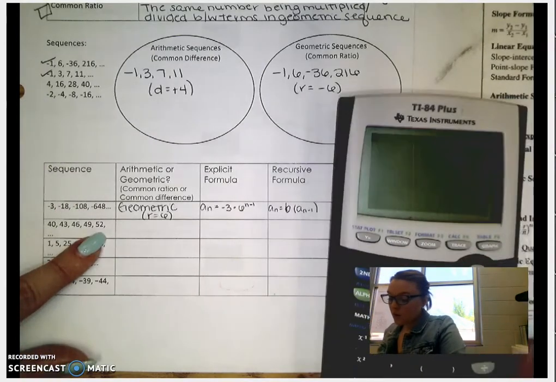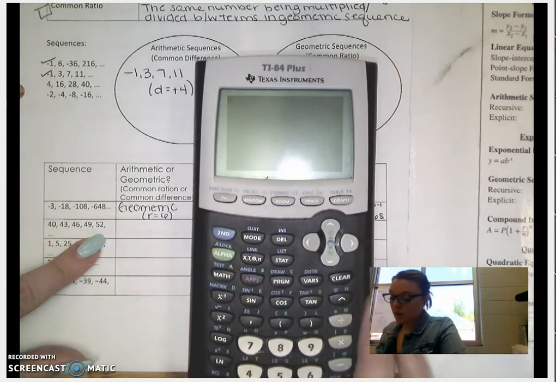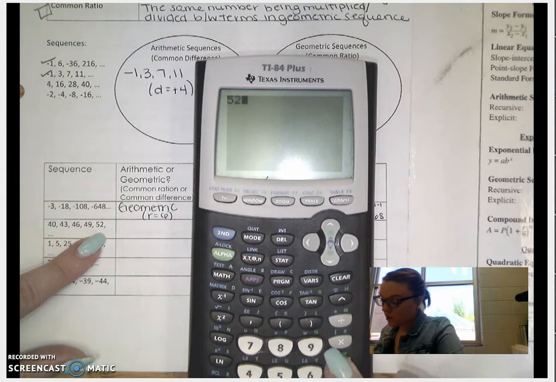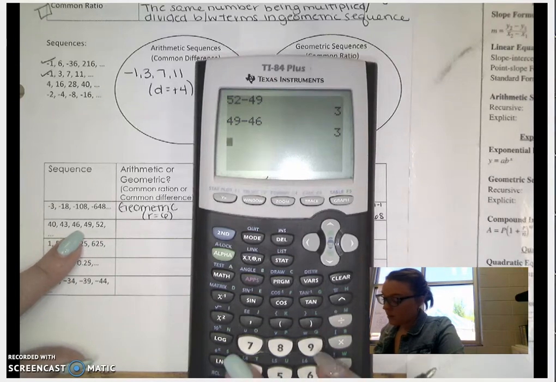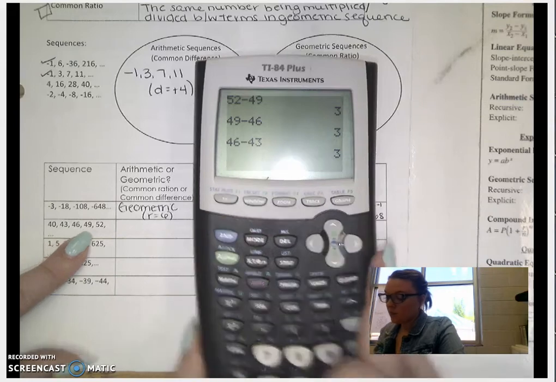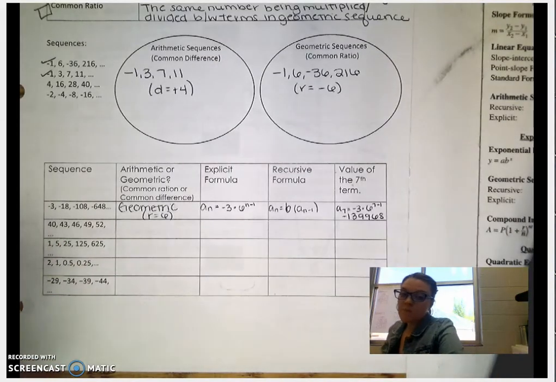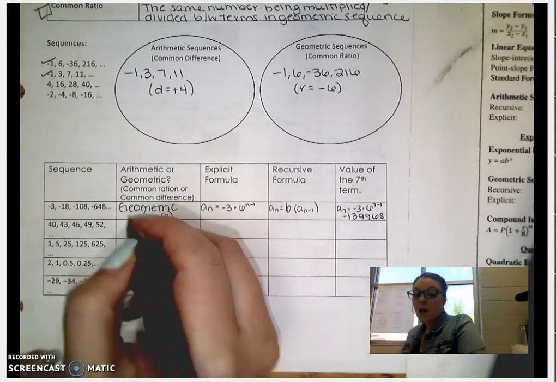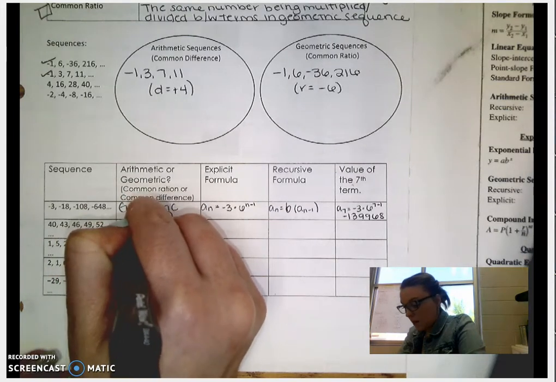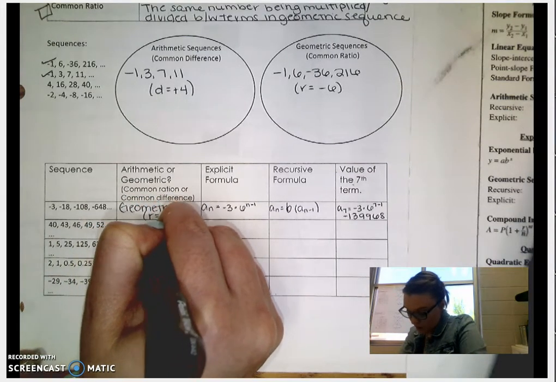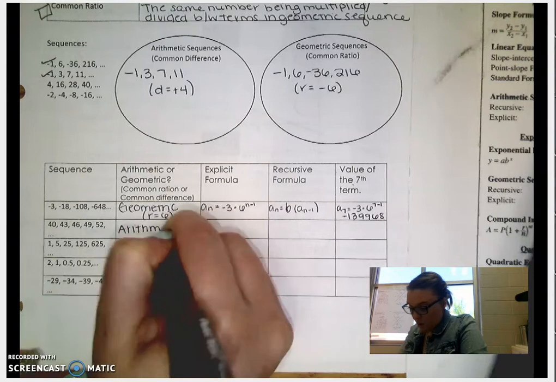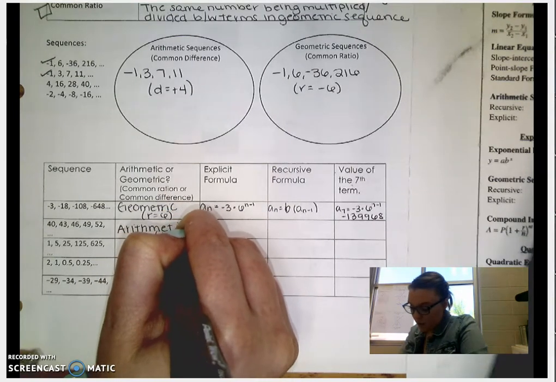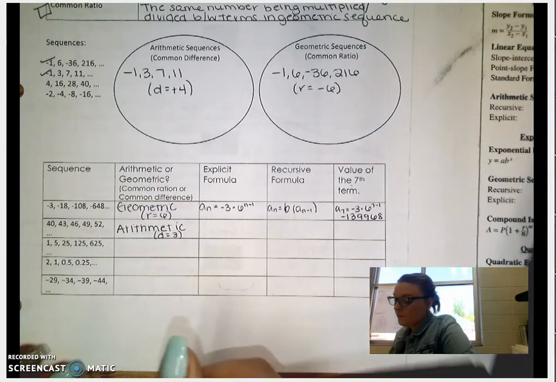Okay, so first we have to determine if this is arithmetic or geometric. So 52 minus 49 is 3. 49 minus 46 is 3. 46 minus 43 is 3. So it works, 3, 3, 3 every time. I'm subtracting, so this is going to be arithmetic with a common difference of positive 3.